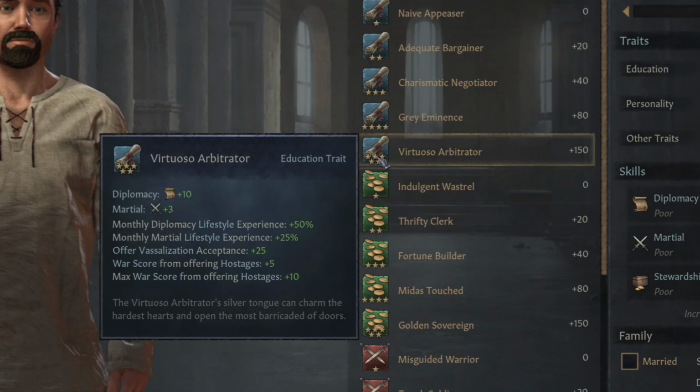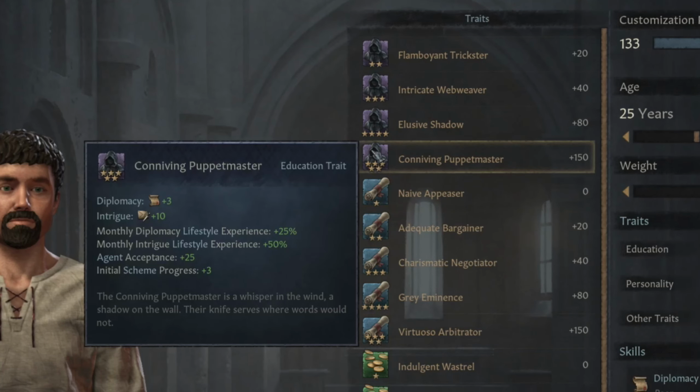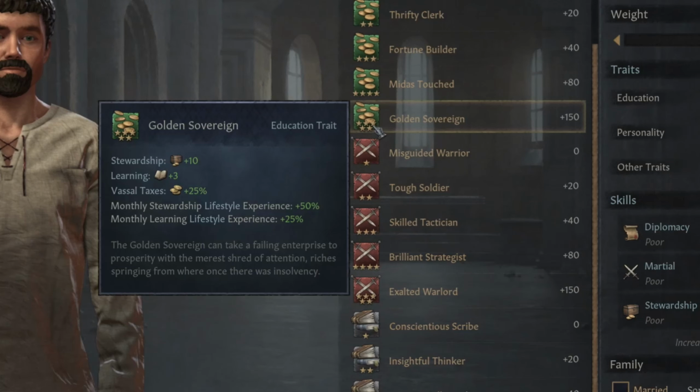The level 5 diplomacy education gives 25 vassalization acceptance, which is one of only 2 sources in the game. The level 5 intrigue education gives 25 agent acceptance, which is also one of 2 sources, and uniquely gives +3 progress, making your schemes fire faster. Things like taxes are not that strong early game when you're already poor.